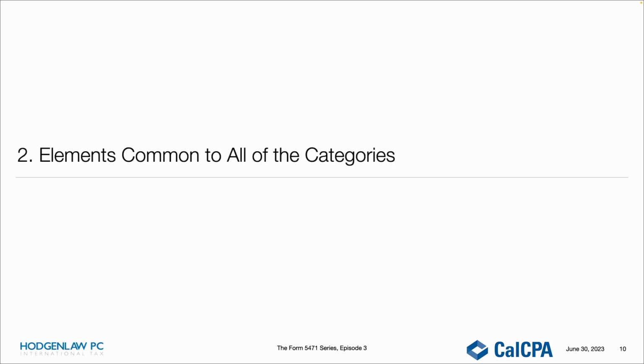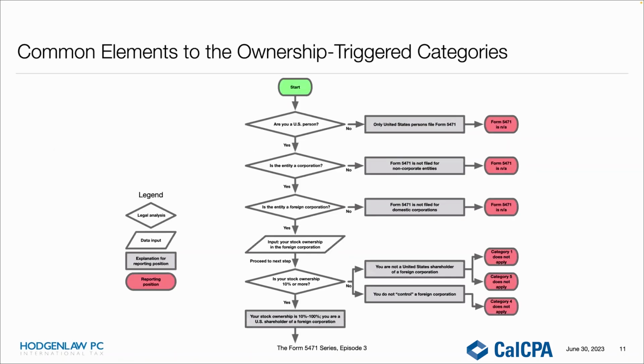Lucky you. So let's go to the common elements of all of the categories. Here's the top of the chart. So we start and we ask, are you a US person? If you're not a US person, why are you even thinking about filing a US tax return, specifically Form 5471? Bang, off to the right we go. Form 5471 is not applicable, because only US persons are going to file Form 5471.